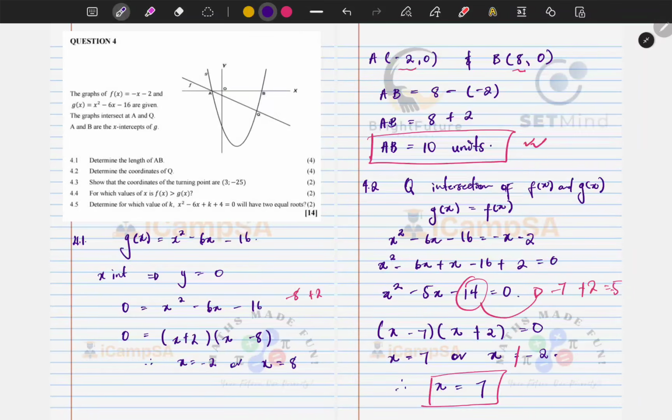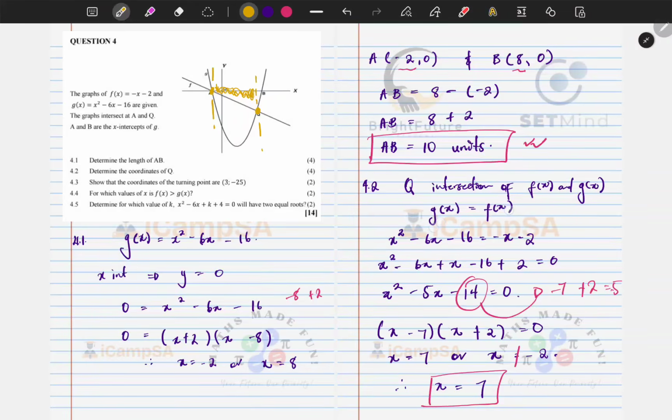So what we want is to know first where f intersects g, right? They intersect here. So we want the values of x for which f will be greater than g. We already found the coordinates. So all the values that are within this region will make f greater than g.